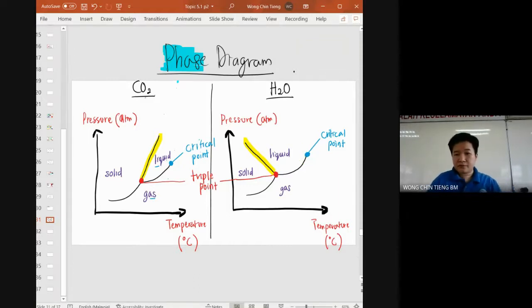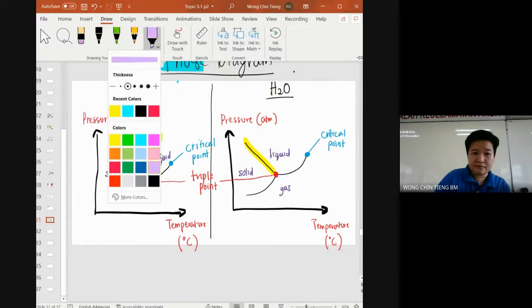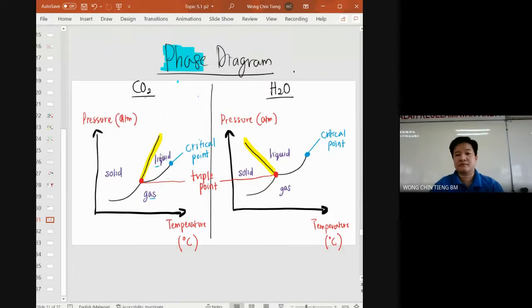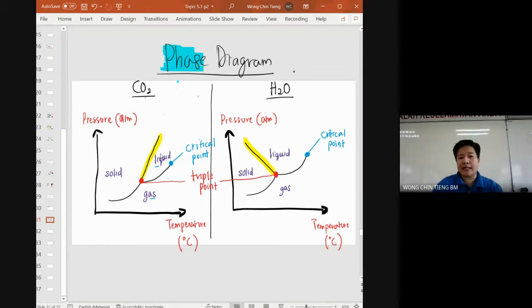No? My question. What is the second differences? Tak ada orang jawab. Tak ada orang jawab, kita habis kelas. Satu ATM. The position of one ATM. Kenapa saya suka guna phase diagram? My pressure is in ATM because I want to put down the position of one ATM.